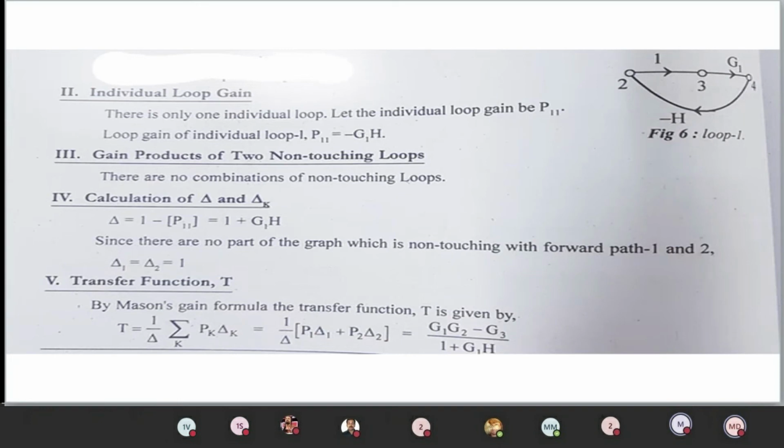Del is 1 minus sum of individual loop gain. Del 1, del 2 is 1. 1 by del summation of P of k del of k. 1 by del, P1 del 1 plus P2 del 2. What is P1, forward path gain 1, G1 G2? What is P2, forward path gain, minus G3? What is del, 1 minus sum of individual loop gains, 1 plus G1 H.